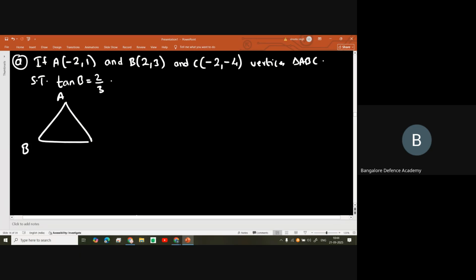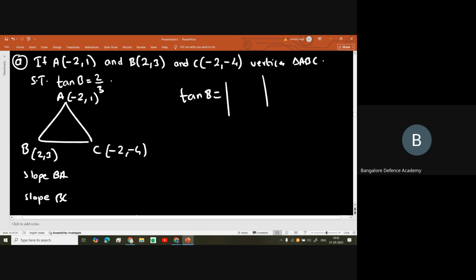This is A, this is B, this is C. Now A they have given minus 2 comma 1, B they have given 2 comma 3, and C they have given minus 2 comma minus 4. So step number 1, you will find the slope BA. Then step number 2, find the slope BC. And then you will use the formula tan B is equal to modulus of M2 minus M1 by 1 plus M1 M2. Start doing it quick. You'll have to prove that tan B will be 2 by 3.